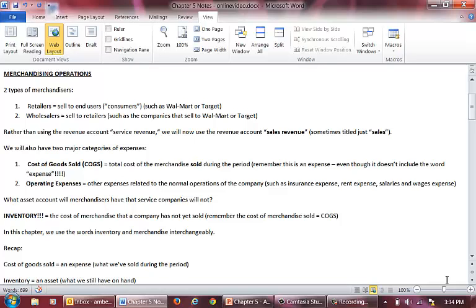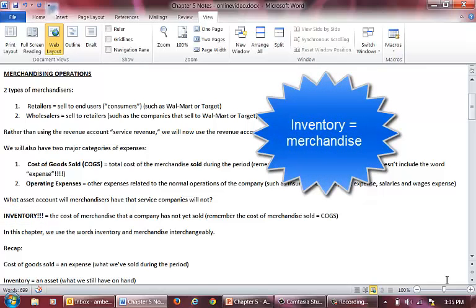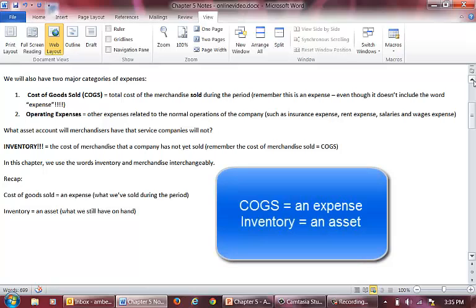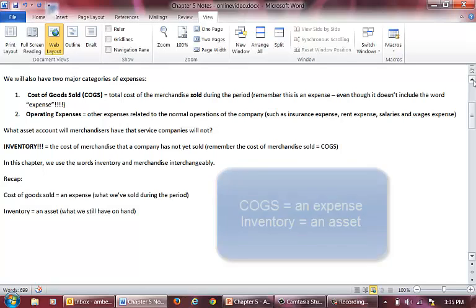We will also have a new asset account called inventory. Inventory is the cost of merchandise that a company has not yet sold. We will use the terms inventory and merchandise interchangeably in this chapter. As a recap, cost of goods sold is an expense. It's what we have sold during the period. Inventory is an asset, and it is what we still have on hand.